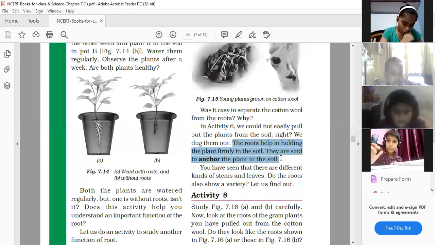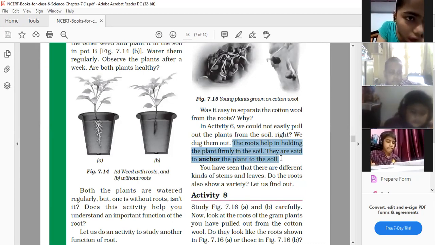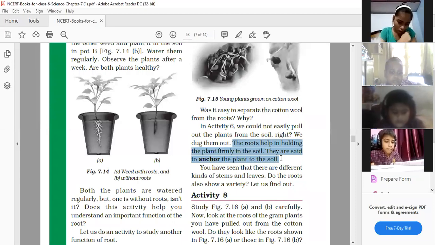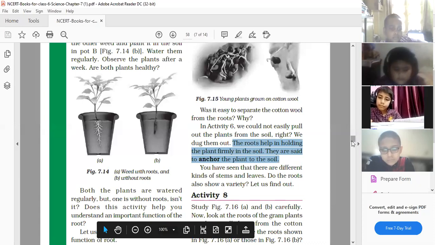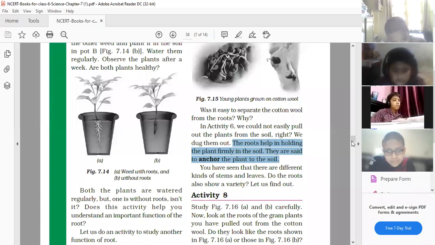Yes, Tanishq, tell. Ma'am, the root absorbs the water present in the soil. Okay. So roots absorb water and minerals present in the soil. Very good. And transport it to the stem. And then after that, the stem carries it to the leaves. So kindly underline this, it is a function of the root.